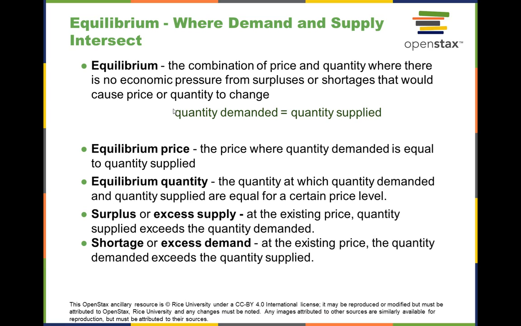Surplus or excess supply is any point where supply is greater than demand. So when the quantity supplied is greater than the quantity demanded. And shortage is the opposite. And that is going to be when the demand is greater than the supply. More people want it than is available.